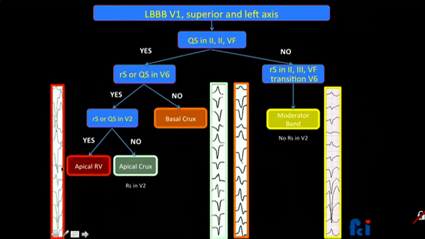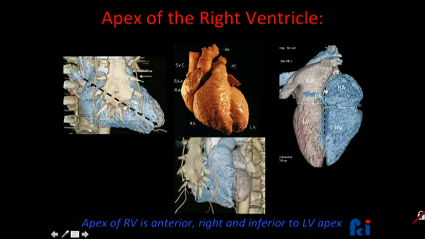Concordance, a negative concordance, completely negative. There is no pattern break and not completely positive V2 as in this case. So let us talk about the anatomy of the right ventricular apex to understand how to map it.